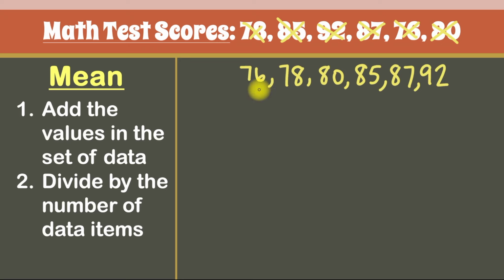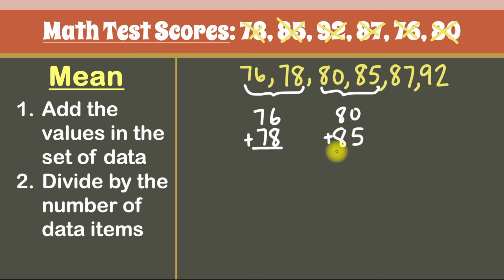So now that we have our data in order from least to greatest, the next thing we have to do is jump into step 1. And step 1 says that we have to add the values in the set of data. And the best way to do that is to add two numbers at a time. So we'll add 76 plus 78. We'll add 80 plus 85. And then we'll add 87 plus 92.